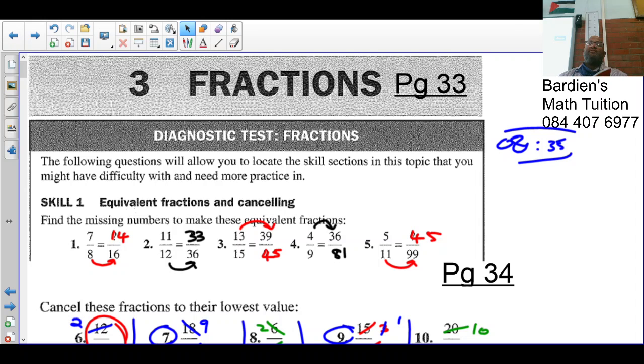Yes? Number 11, skill 6. So all the denominators are the same. Correct. This is for skill 6, number 11. So it's going to be 1 over 5 plus 1 over 4 minus 3 over 5. 1 over 5 plus 4 over 5 minus 3 over 5. So 1 over 5 plus 4 over 5 is what? 5 over 5. And 5 over 5 minus 3 over 5 is 2 over 5.